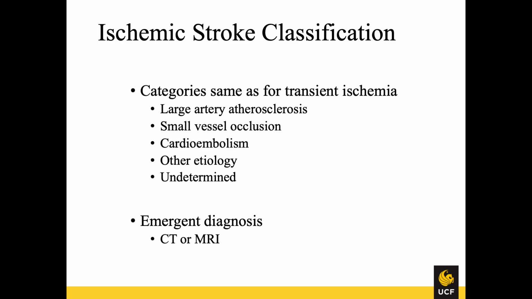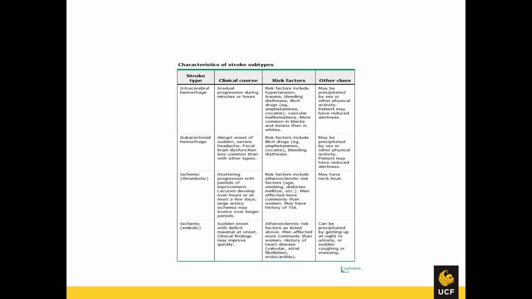We already talked about how we categorize these things. Stroke is the same classification that we would use for a transient ischemia. So it's either going to be large artery atherosclerotic event, small vessel occlusion like a lacunar, cardioembolism, other etiology, or even undetermined. And your emergent diagnosis, the gold standard is going to be a CT scan without contrast or an MRI. But again, the gold standard is going to be your CT scan without contrast.